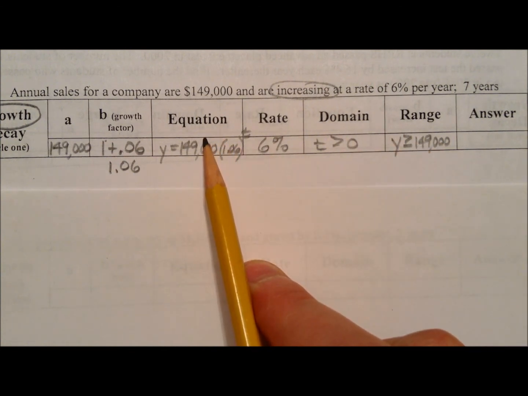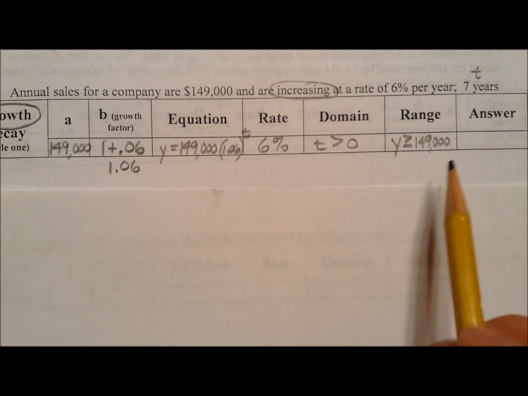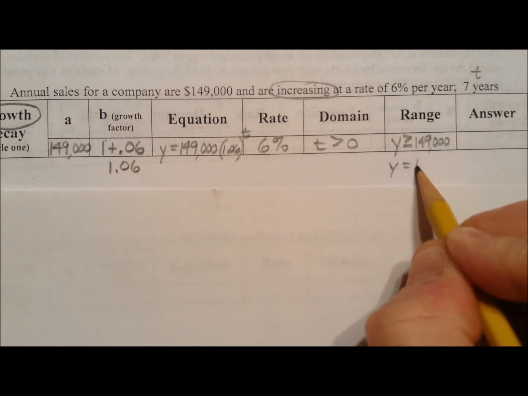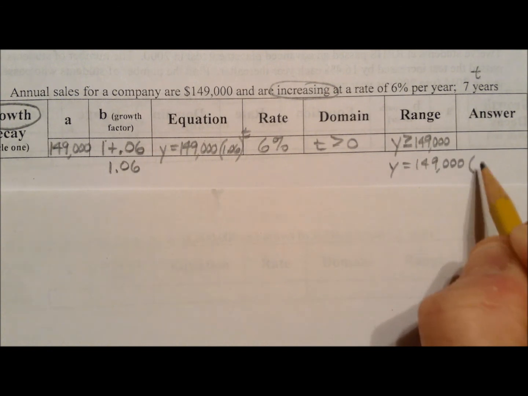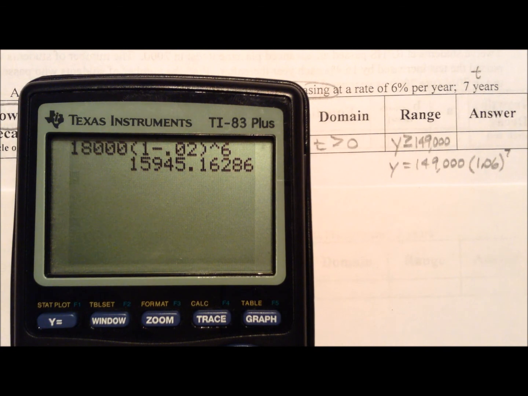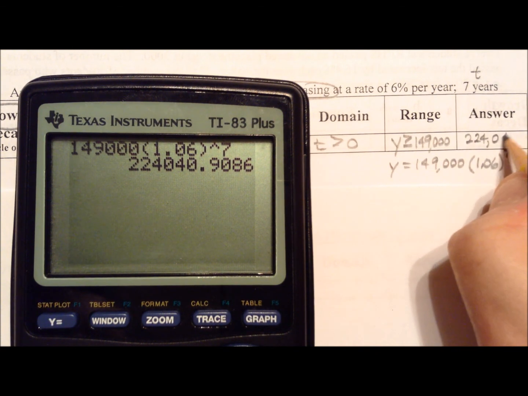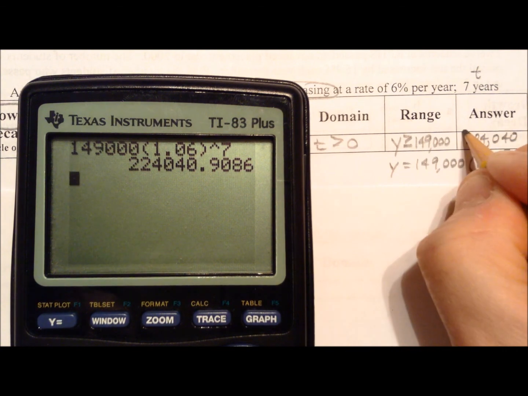How long do we want to check this graph? We want to check it for 7 years. So again, 7 years is my time. And so we'll come over here and do y equals 149,000 times 1.06. Again, your base is greater than 1, so it's growing, and we're going to put a 7 there. Grab your calculator, and makes it a lot easier. So 149,000 times 1.06 raised to the 7th power. 6, I typed a 9 for some reason. And about $224,040, 41 rounded out, whatever, close enough.